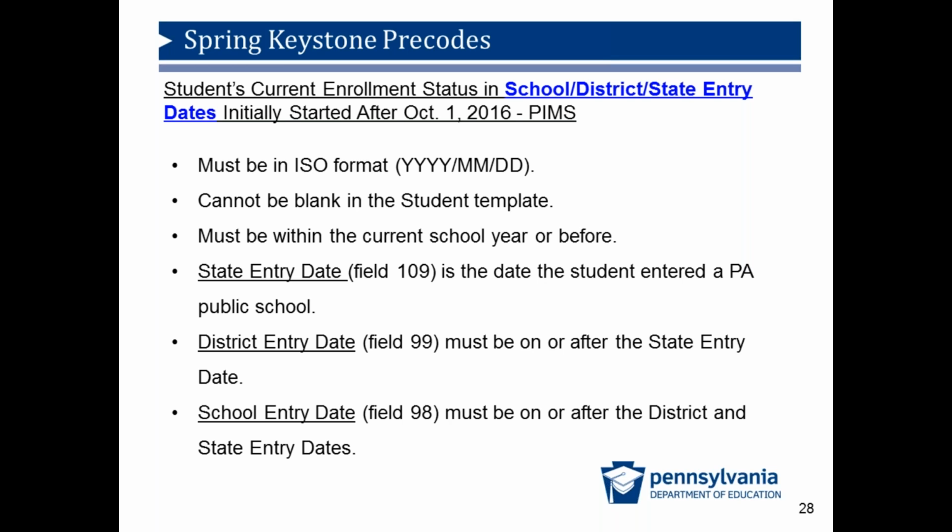the student must be in the state and the district on or before he or she can be in the school. The school entry date, which is field 98 in the student template, must be on or after the district and state entry dates. This means the student must have a school entry date on or after the district and state entry dates. The next slides will describe the school, district, and state entry dates in different ways to explain these data fields.